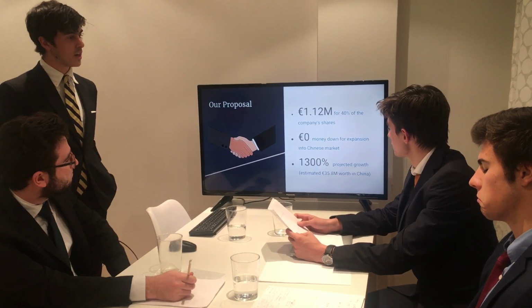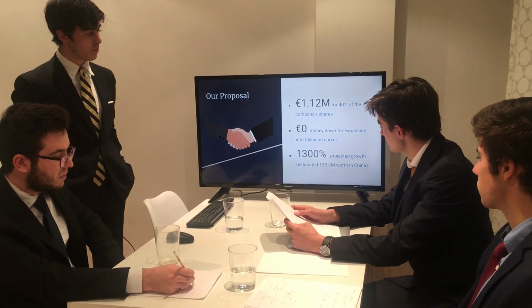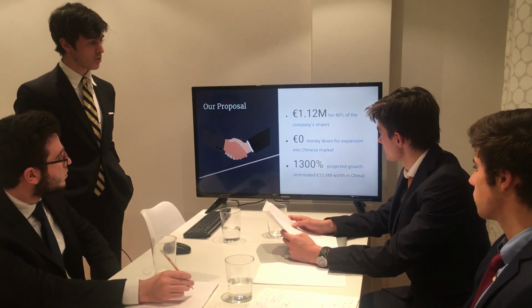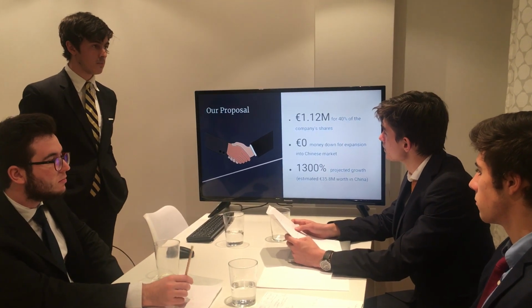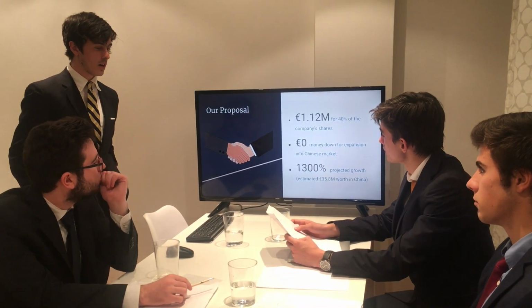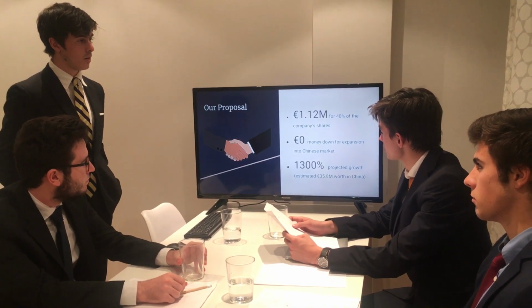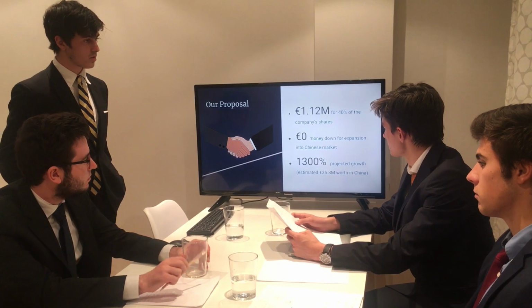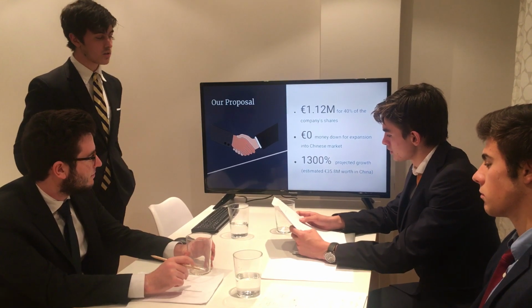And this move would actually cost you guys €0 for your expansion, but it would provide you with 1,300% of an increase in projected growth, as you would have an estimated 35.8 million in China, estimated through numbers of the current GDP per capita from your company in Greece, with that same population with only 10% of the sales in China.